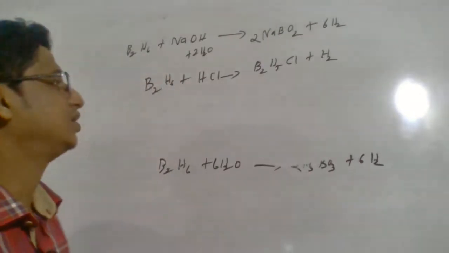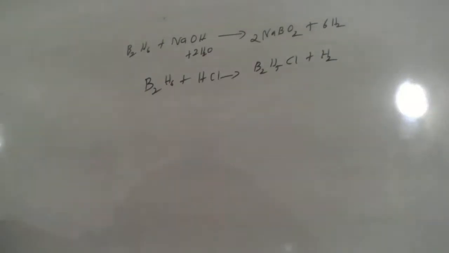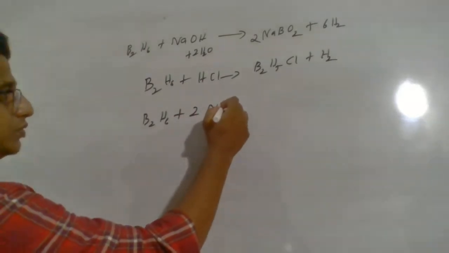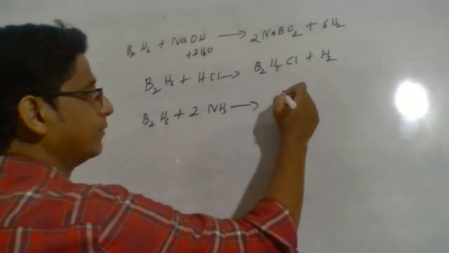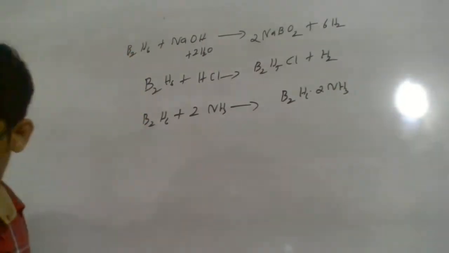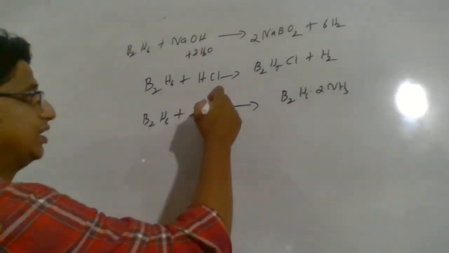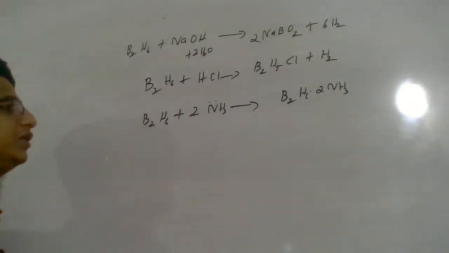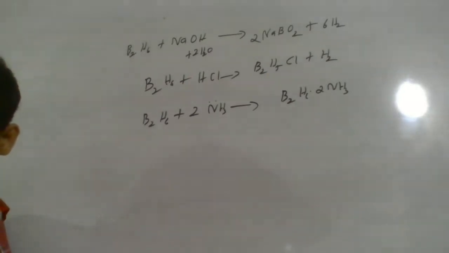Now reaction with ammonia. Yes, it does react with ammonia depending on the proportion. If you take diborane and ammonia in the 1:2 ratio, first the diammoniate of diborane will be formed. Ammonia is a Lewis base having a lone pair of electrons, simply forming a bond with this electron deficient boron atom. So it will be the diammoniate of diborane.